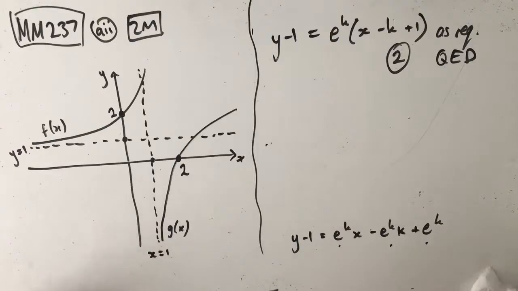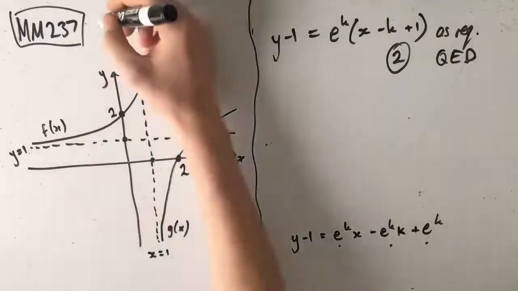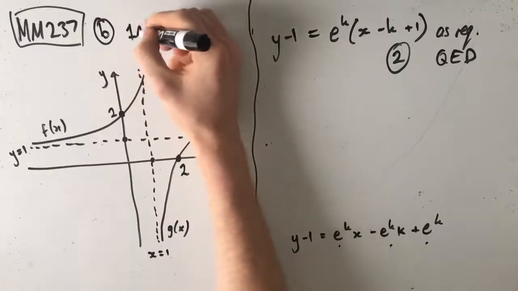So part B asks us to find the equation for g of x, where g of x is the inverse function of f of x. So part B is simply just 1 mark.